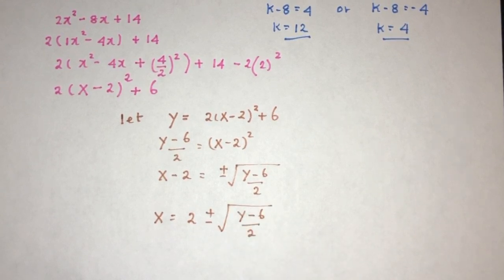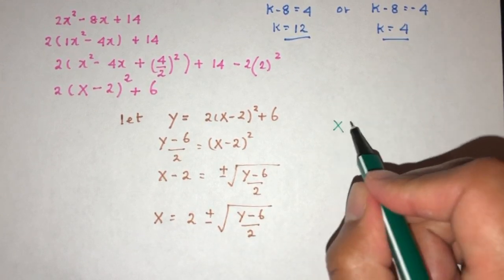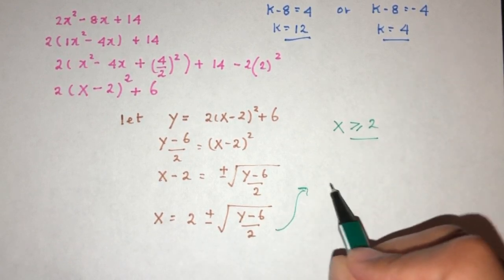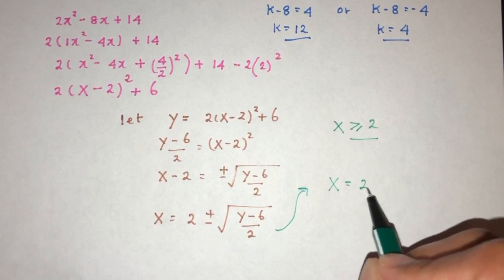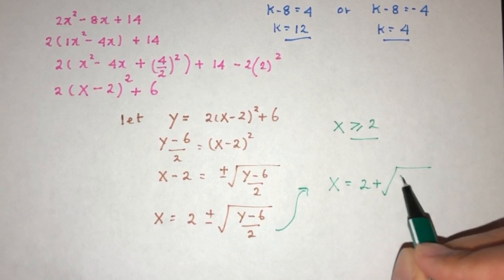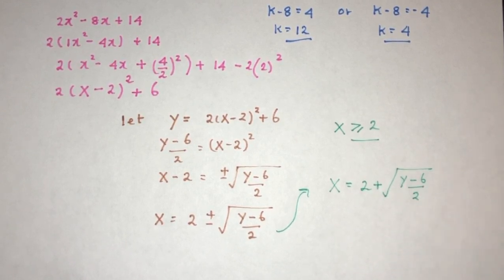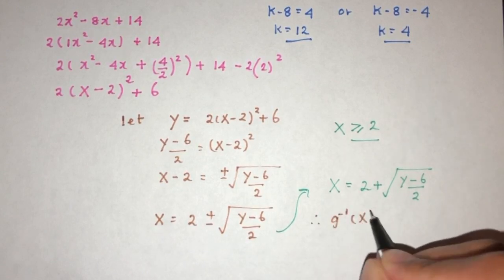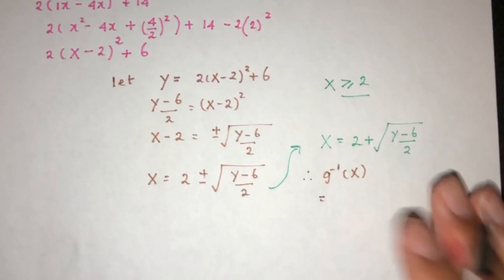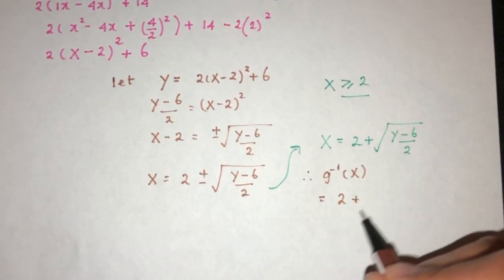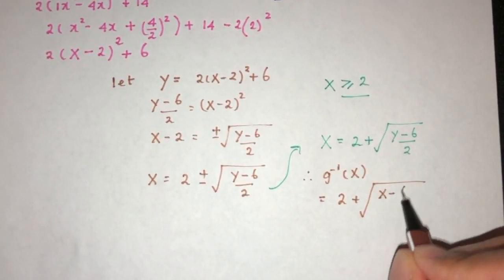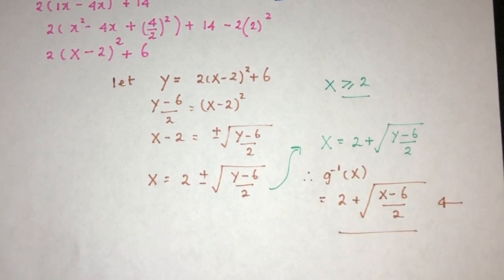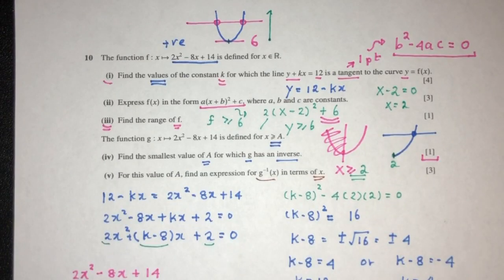Now since we know that x has to be more than or equal to 2, we have to take only one of the values. x will be 2 plus the square root of (y minus 6) over 2. And finally, g inverse is in terms of x, so we have to change the y over here to x. That will be 2 plus the square root of (x minus 6) over 2. Okay, and that will be your answer for part 5, finding this expression.